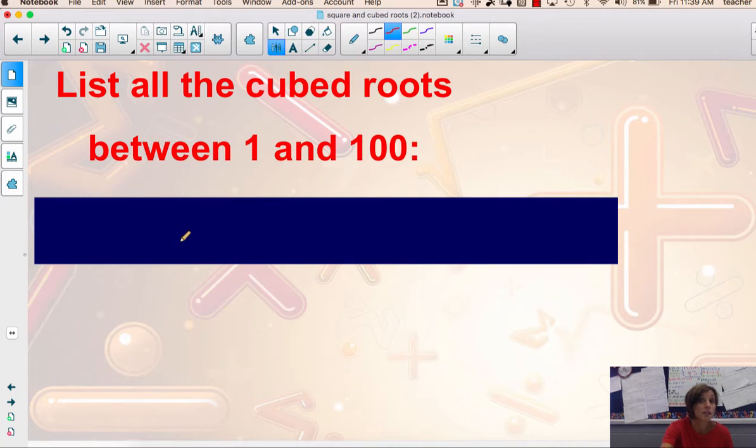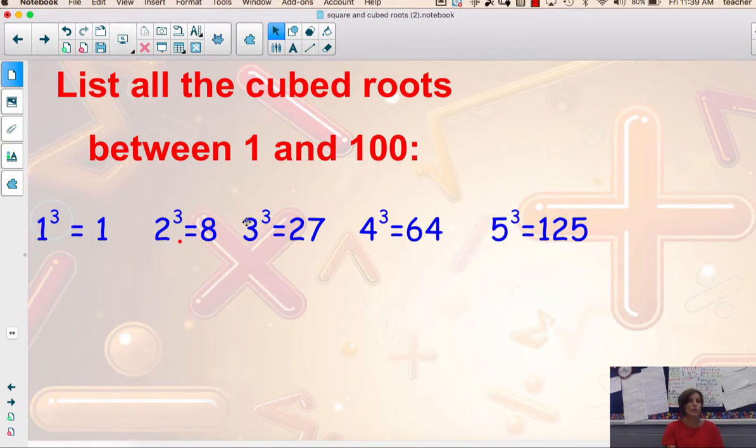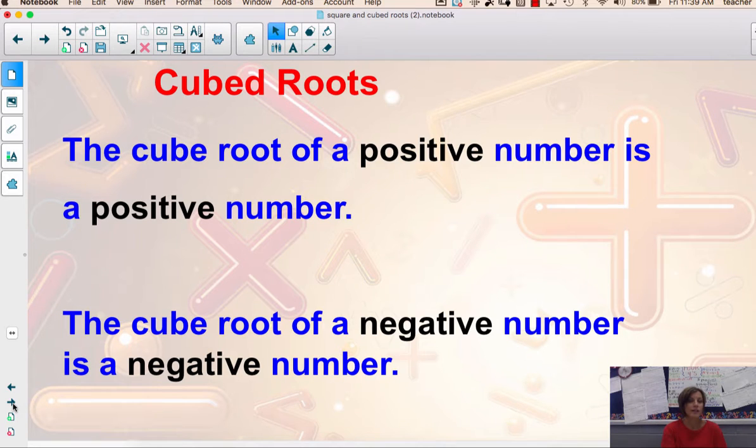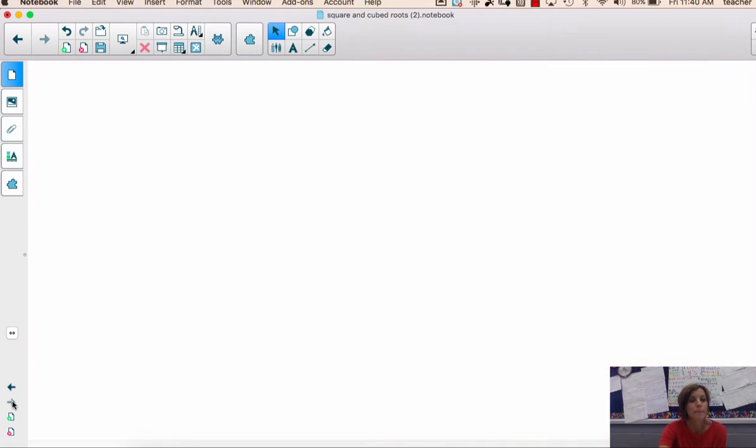1 cubed is 1, 2 cubed is what? Survey says 8, 3 cubed is 27, and so on. Shouldn't have taken you that long. Moving on, let's fill in our notes. The cube root of a positive number is a positive number, and the cube root of a negative number is a negative number. And this should be easily filled out with our exponent discussion earlier in the unit about odds and evens. Got it? Moving on.